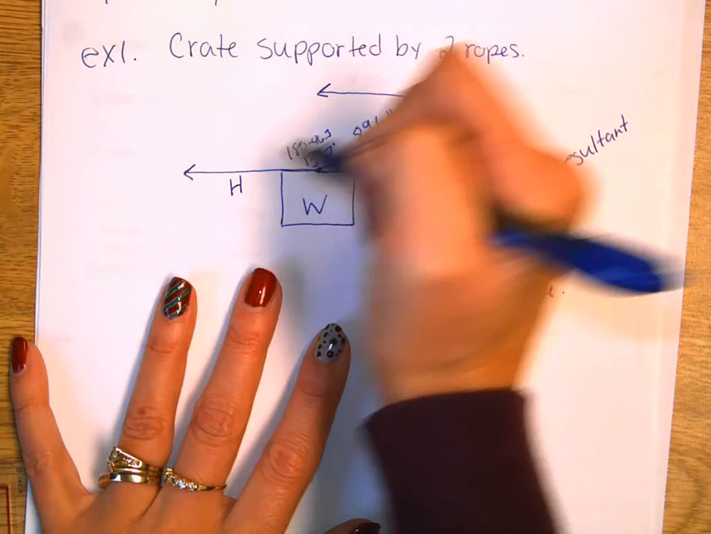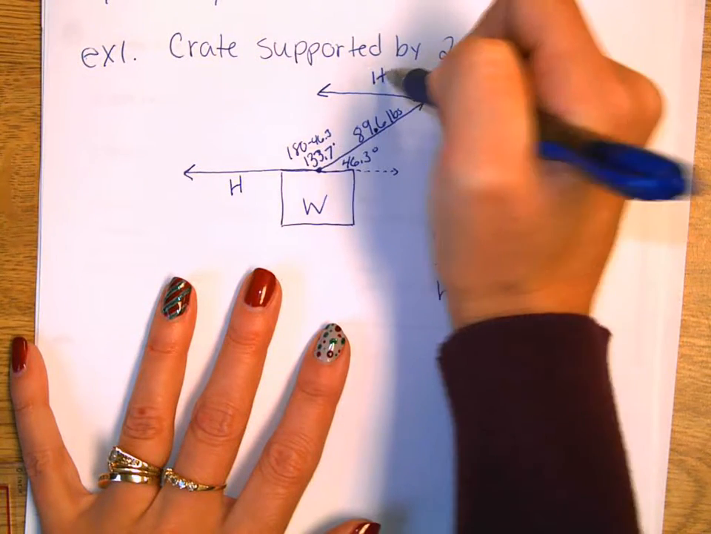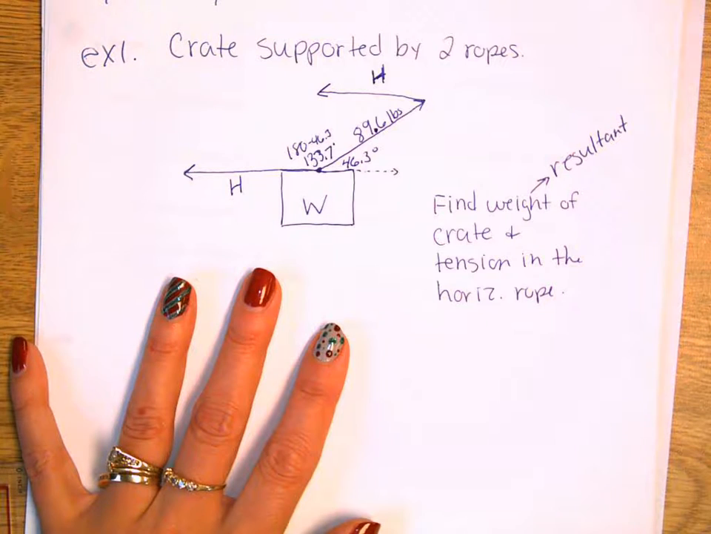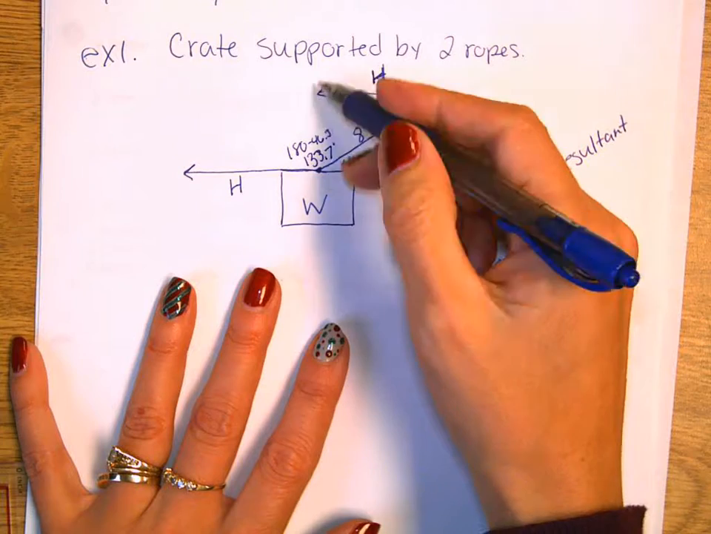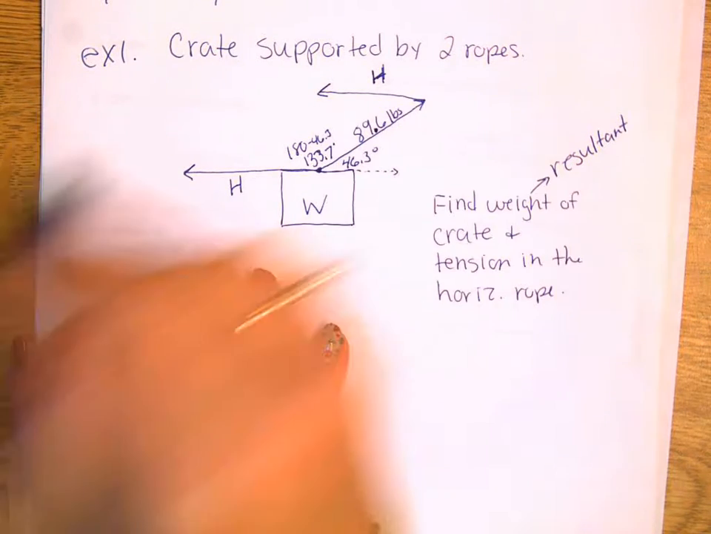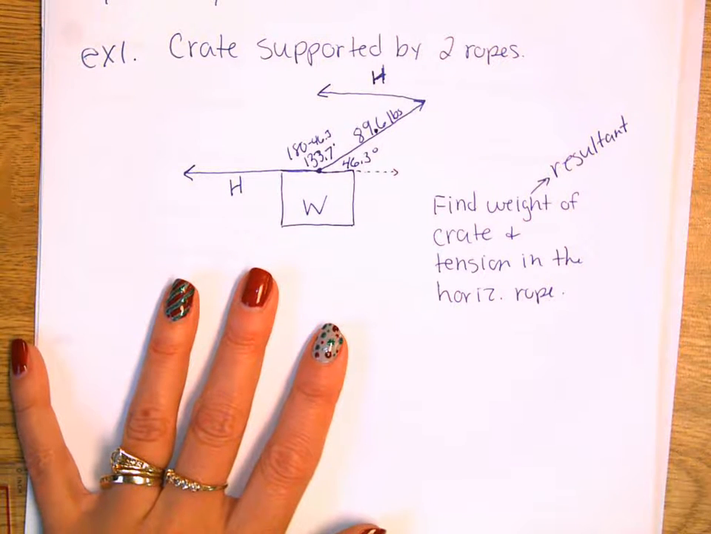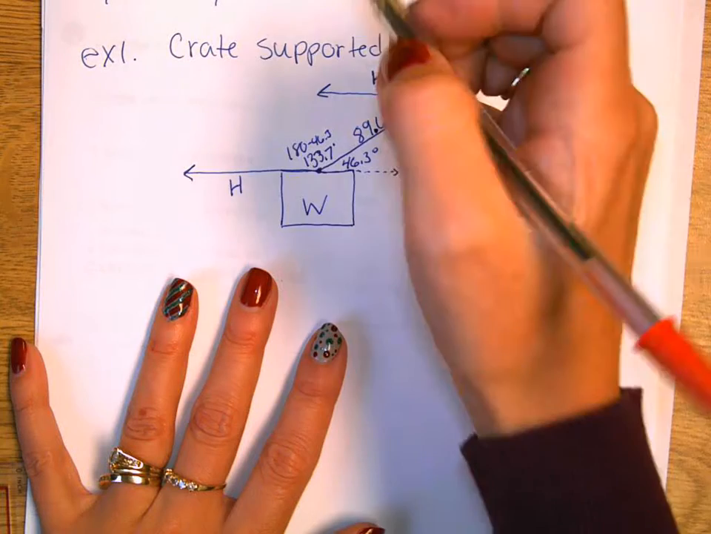I'll use H for horizontal. I know the weight is going to be perpendicular here. I didn't know how big to make that one, but I know the weight is going to be opposite the gravity. So the weight is going to be, the resultant's right here.